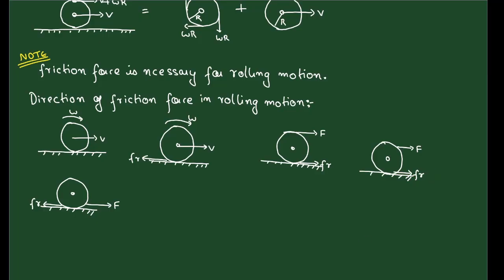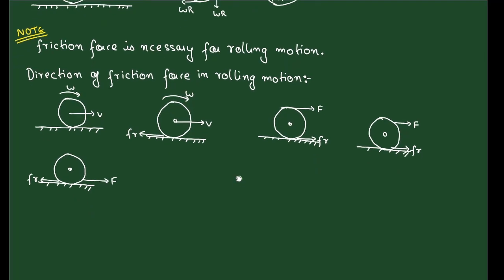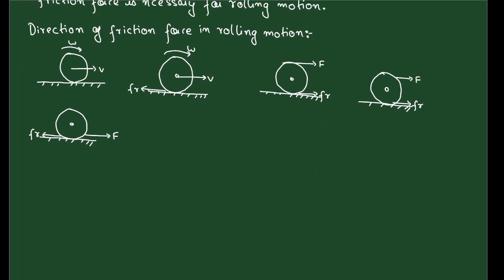Now let's take a little bit of more complicated examples. If I apply a force at the center, this surface is trying to slip in this direction without any rolling motion, so the friction force would be in the opposite direction. Understood? So the direction of friction force would be in this direction. This is the direction of friction force. Fair enough.